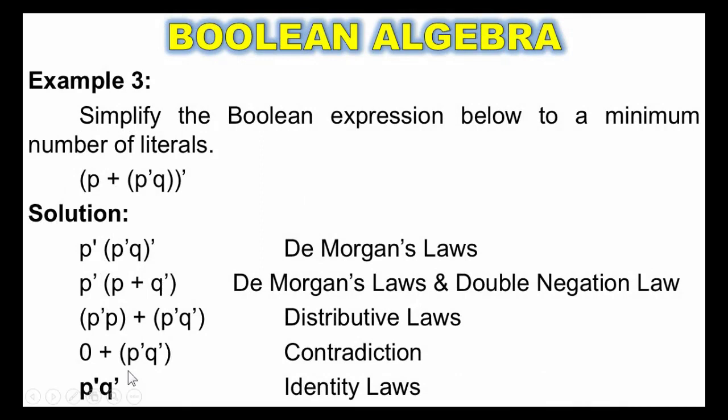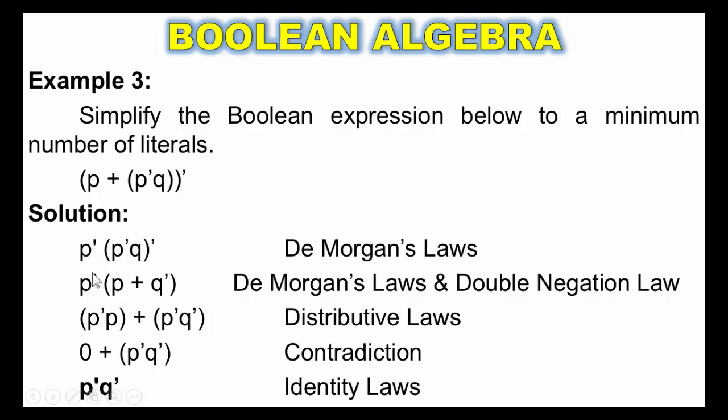Example number 3. Simplify the Boolean expression below to a minimum number of literals. Not of the quantity P or quantity not of P and Q. To simplify this Boolean expression, we first examine the Boolean expression from left to right. And then we can now apply De Morgan's laws. So if we apply the De Morgan's laws, not of P becomes not of P. Not of OR becomes AND. Not of the quantity not of P and Q becomes not of the quantity not of P and Q.